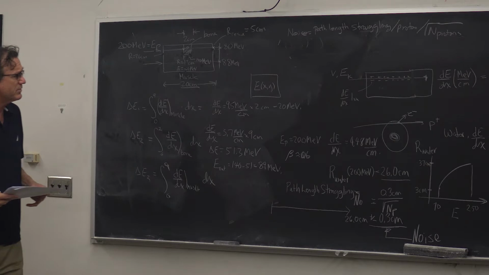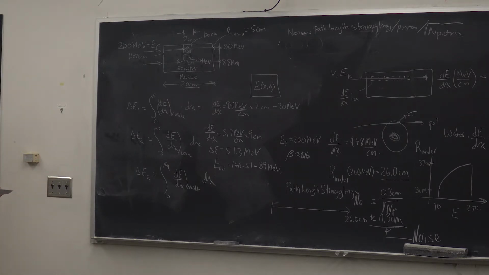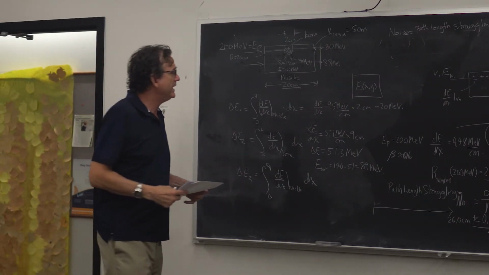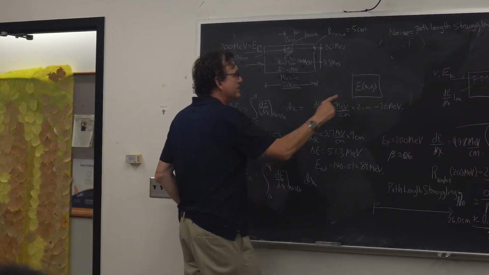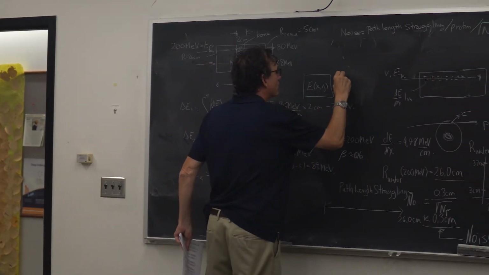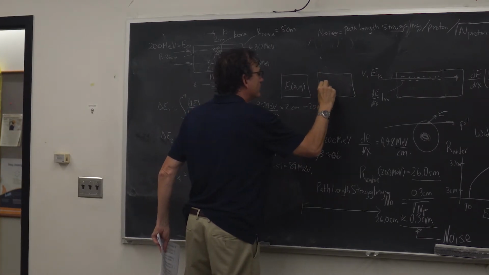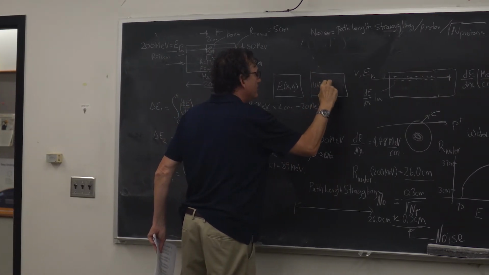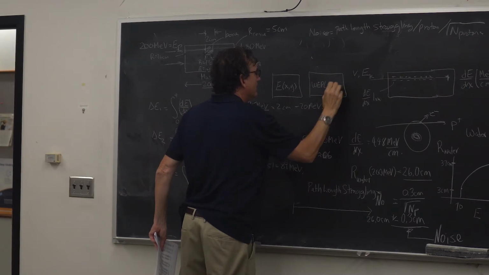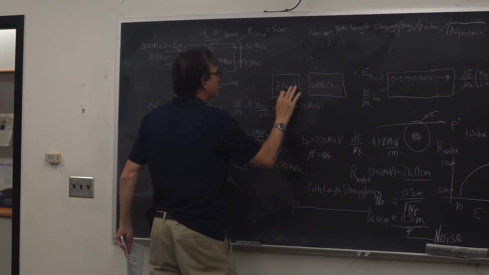Now, what's probably more intuitive, and what people normally do, is they convert this number to what's called the water equivalent path length of the material. So we actually use something different, and we'll define that here in a second. It's called the WEPL.